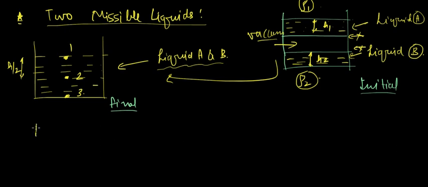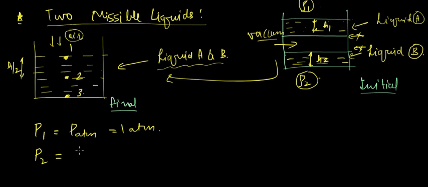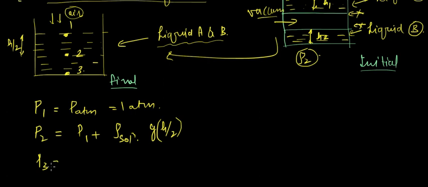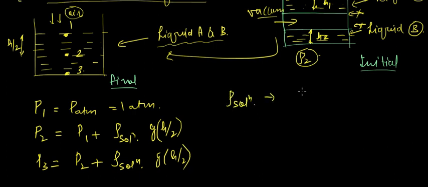Okay, so again pressure at point 1 would be atmospheric pressure, as air is present here, which is nothing but 1 atm. What about P2? P2 would be nothing but pressure at point 1 plus rho of the resultant solution times g times H by 2. And P3 would be P2 plus rho of solution times g times H by 2, where rho of solution is the density of the resultant solution.